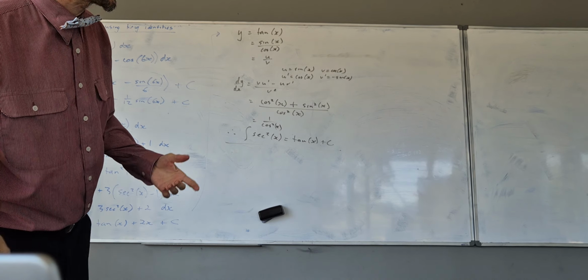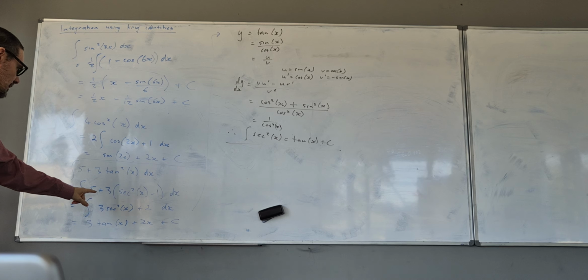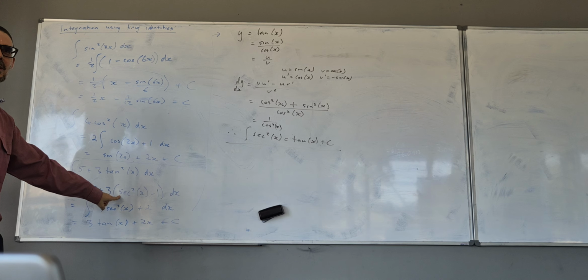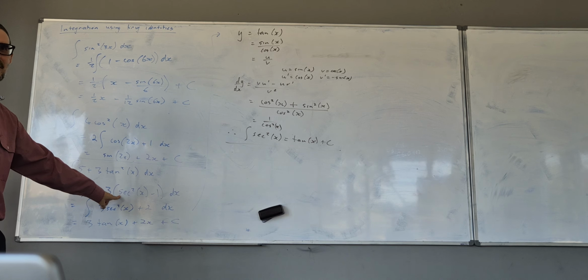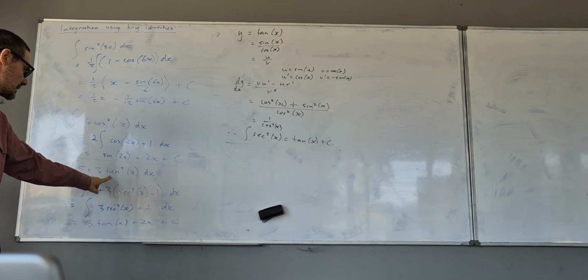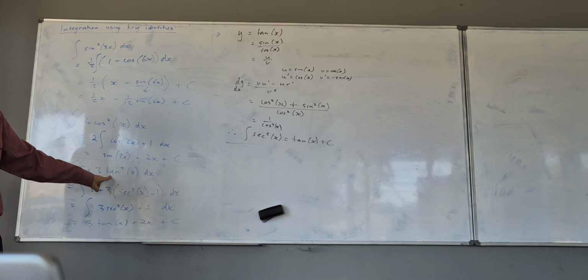And exactly the same, there's another one with cot in it. They say cot squared plus 1 is cosec squared. So you can do the same sort of thing if this had cot squared. Use a trig identity.